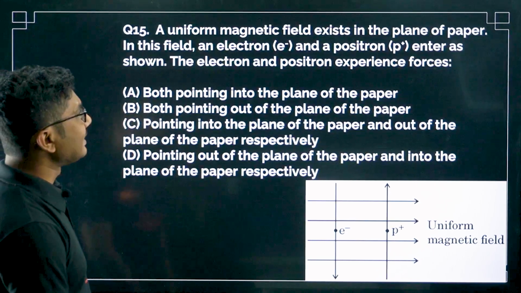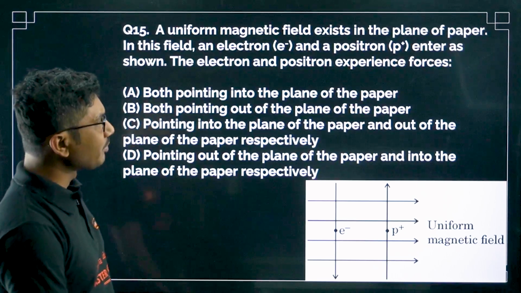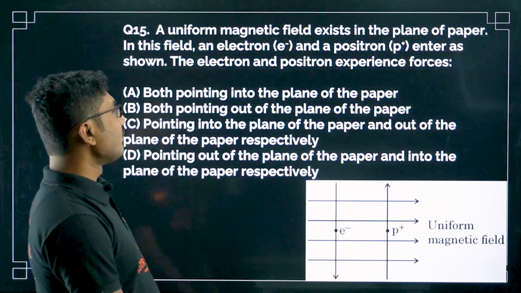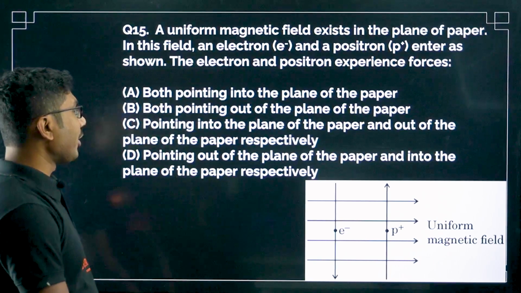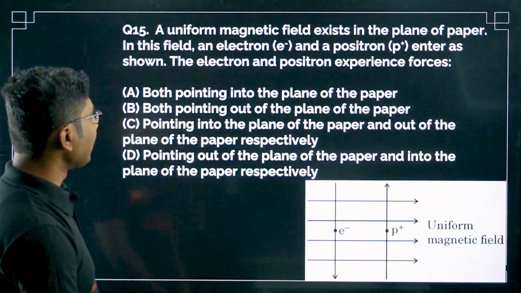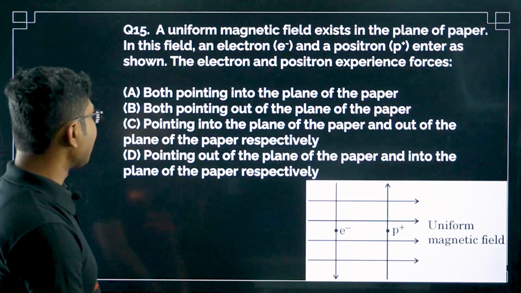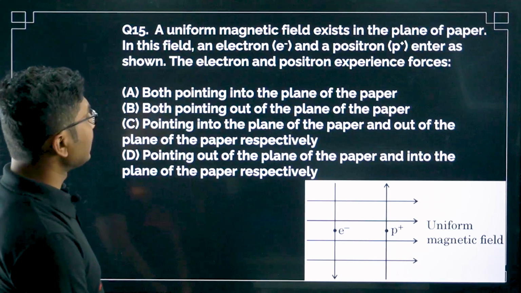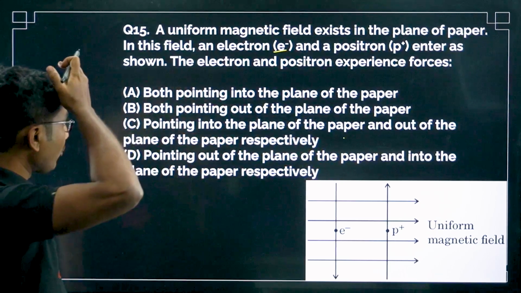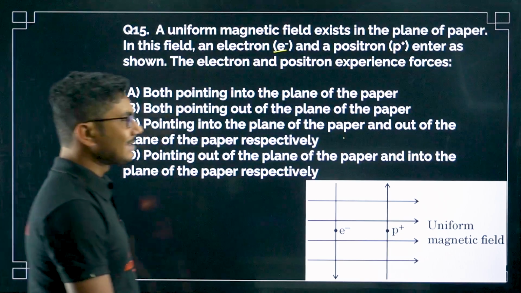A uniform magnetic field exists in the plane of the paper. In this field, the electron E and positron P enter as shown. The electron and the positron experience forces, both pointing into the plane of the paper, both pointing out of the plane of the paper, pointing into the plane of the paper and out of the plane of the paper respectively. So first we are talking about electrons, then positrons. Next they have given pointing out of the plane of the paper and into the plane of the paper respectively. Now let's see the diagram.